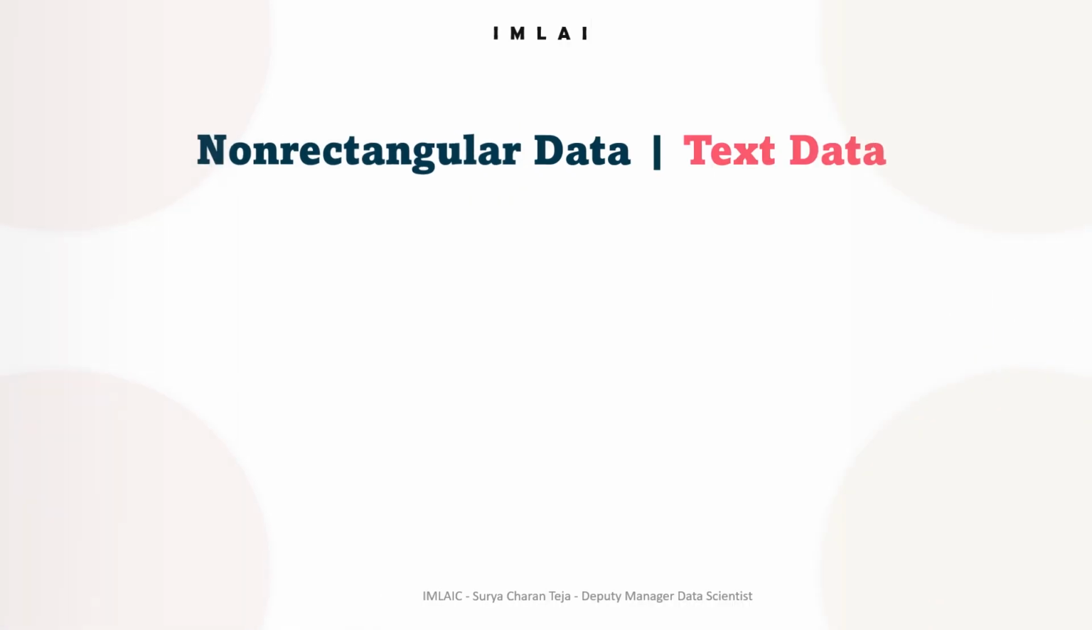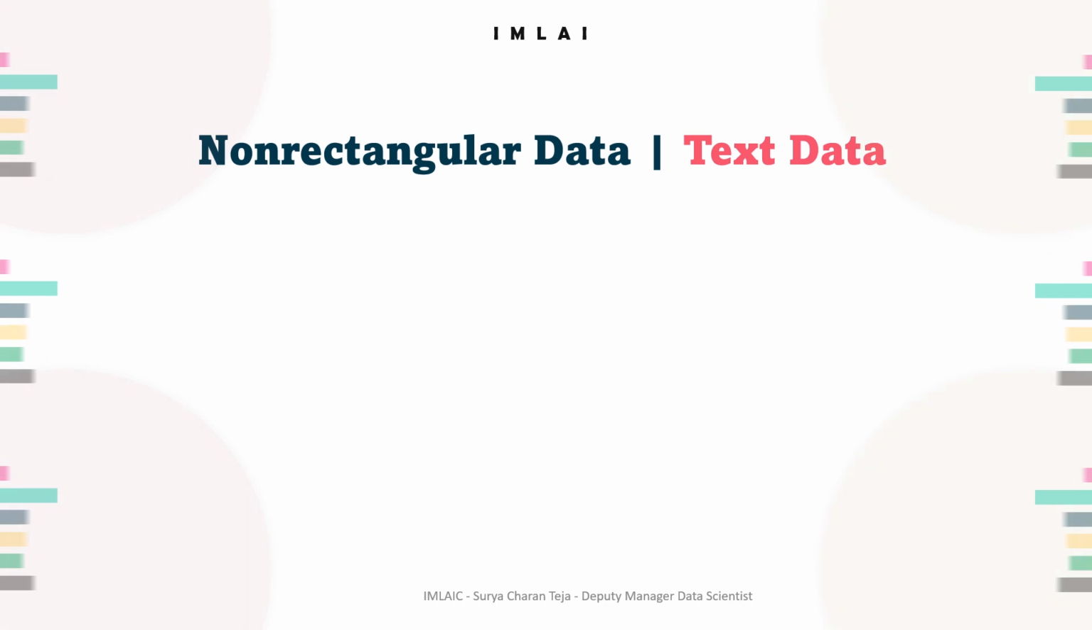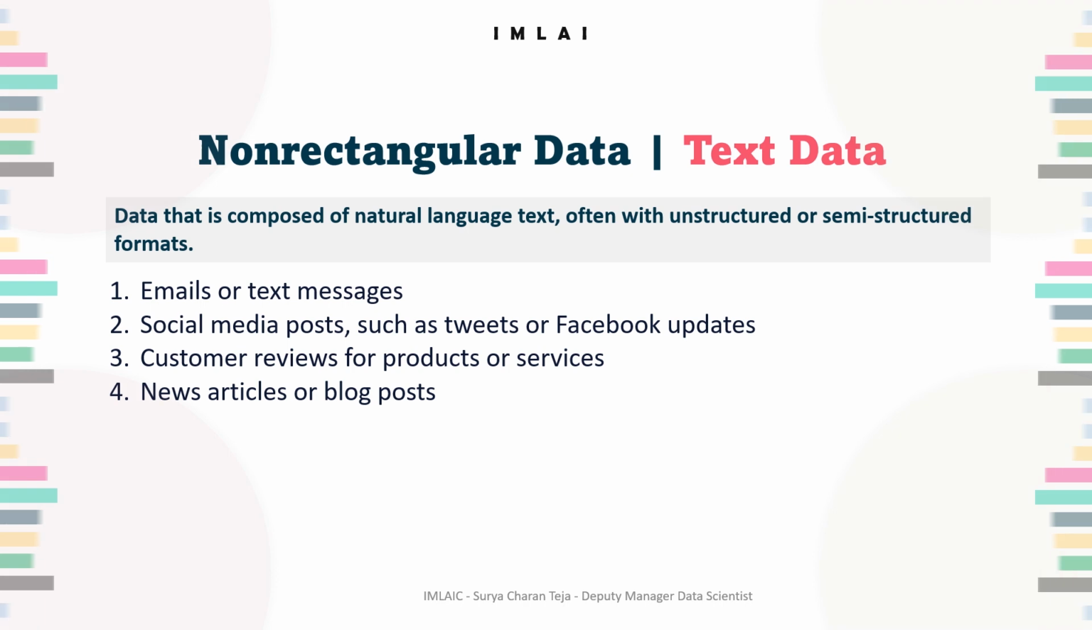Now let's look into the fourth type of non-rectangular data, which is text data or textual data. So what is text data? It is data composed of natural language text, often in unstructured or semi-structured formats. Examples include emails, social media posts, customer reviews, news articles, or blog posts.